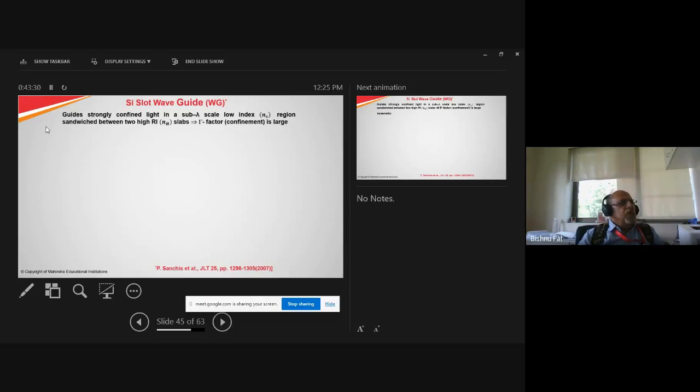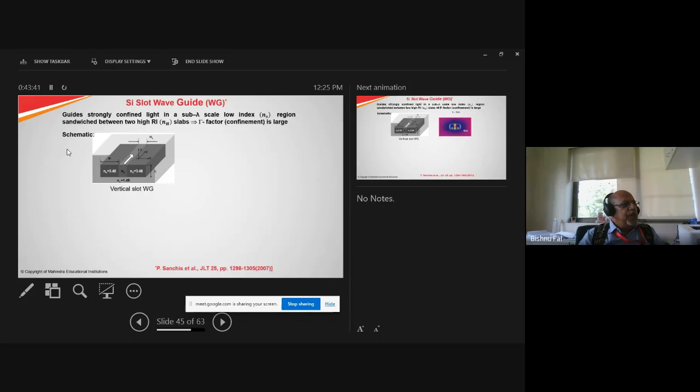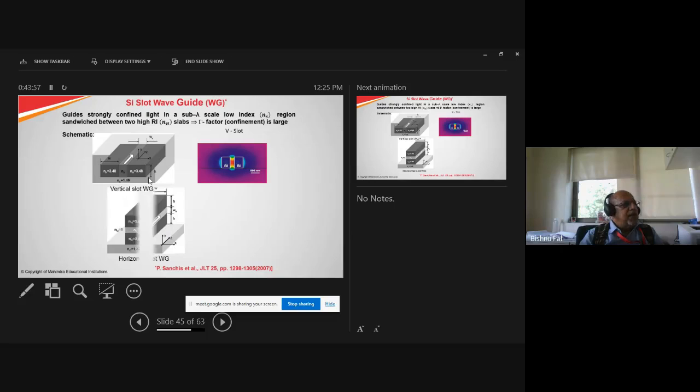The silicon slot waveguide guides strongly confined light on a sub-wavelength scale. A low index region is sandwiched between two high index slabs. So these are two configurations of the silicon slot waveguide: silicon on two sides with a very small, few nanometer air gap in between them. This is a vertical slot, with a MATLAB computed wave pattern showing confinement of light in the slot, and this is a horizontal slot pattern.